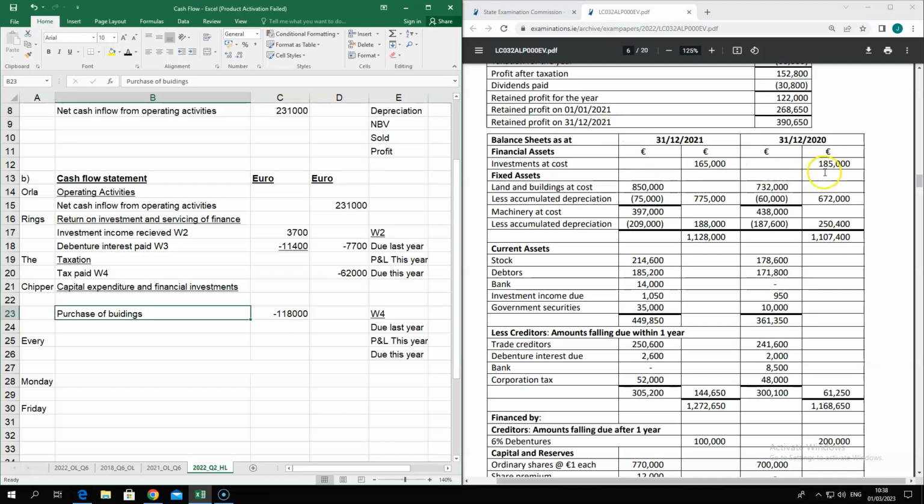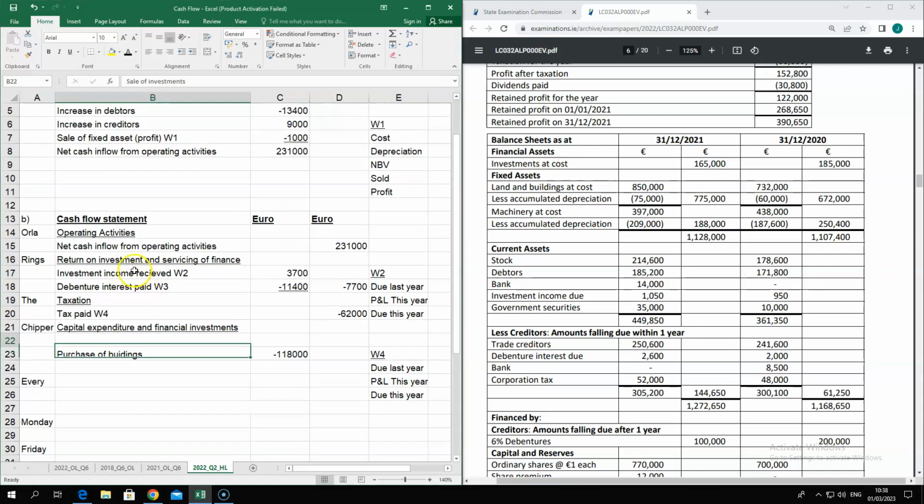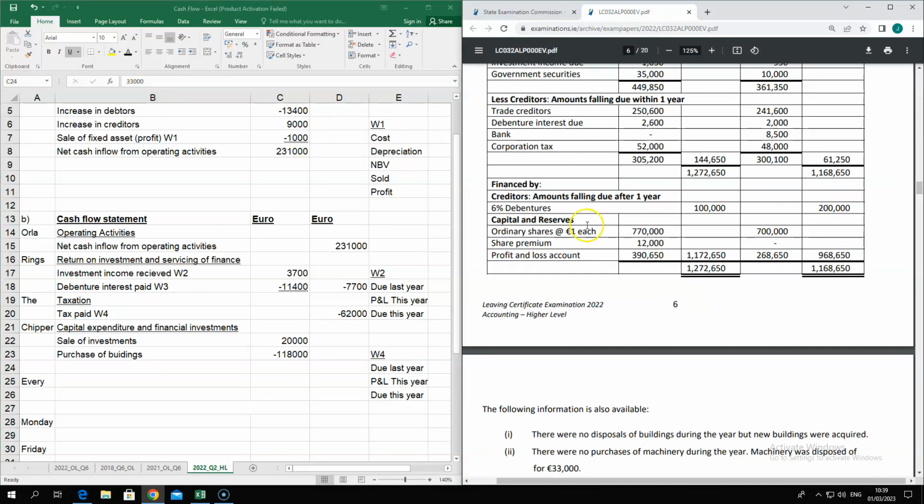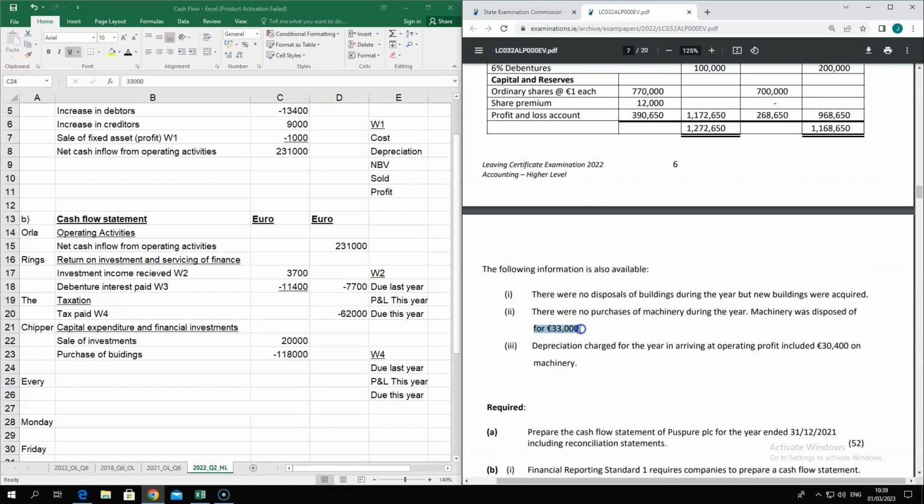Okay, up here, investments. It started at 185, now we've 165. We must have sold 20,000 worth of investments. So that's money coming in because we have 20,000. And we also sold that machine they told us down in our workings, which was, we got 33,000 for it. So that's money coming in, 33,000 a plus. We add up those, and that's the capital expenditure and financial investments working done.